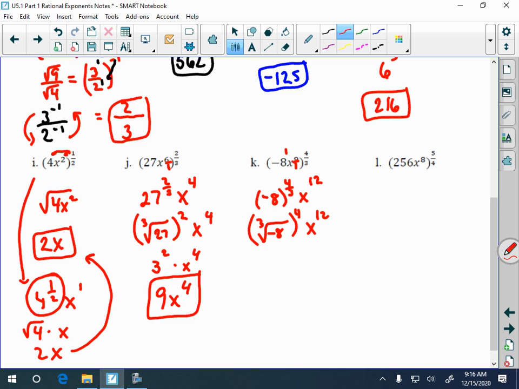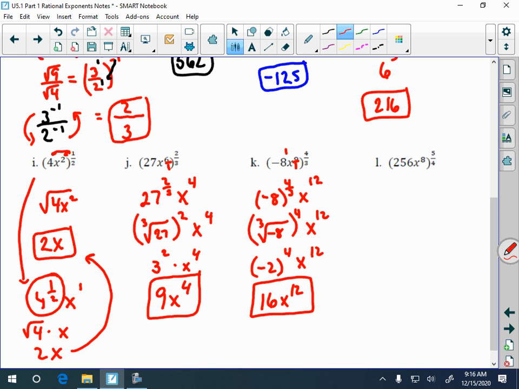The cube root of negative 8: you can have negative numbers under cube roots, not under square roots, but cube roots, it's okay. The cube root of negative 8 is negative 2, raised to the 4th, x to the 12. Negative 2 to the 4th, remember, is negative 2 times negative 2 times negative 2 times negative 2. That's going to get us a positive number, and that's positive 16, x to the 12.